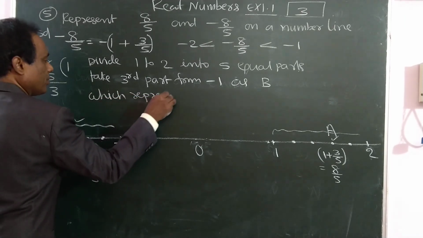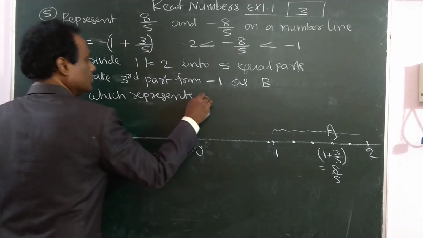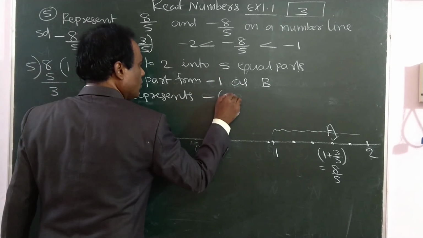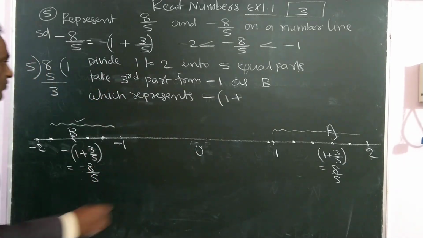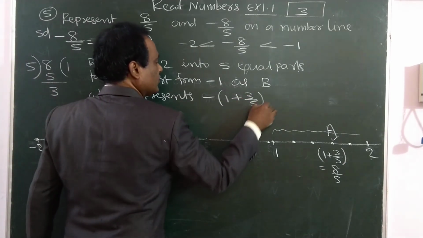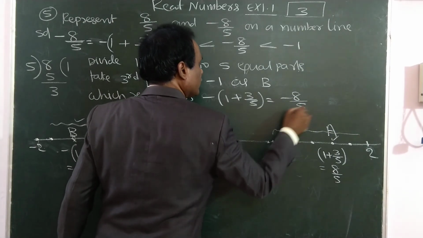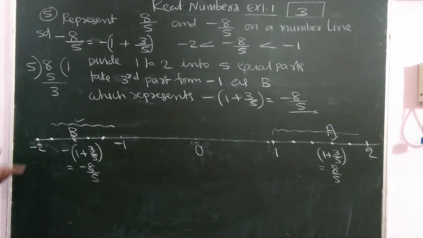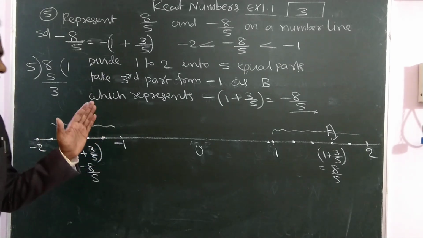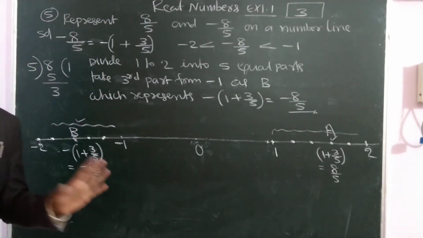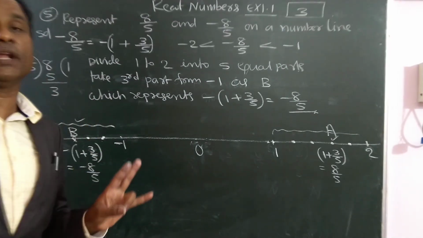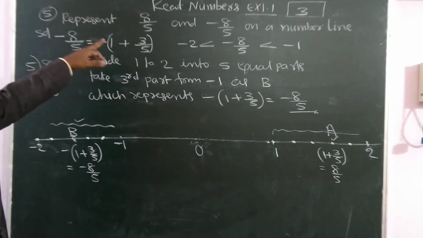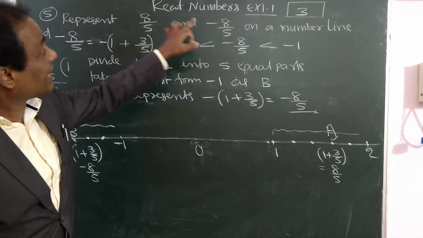Over. This question is completed and this model is also over. It represents minus of 1 plus 3 by 5, which is nothing but minus 8 by 5. So both plus 8 by 5 and minus 8 by 5 are represented on the number line. This you already studied in the 8th class. It is just a revision. So you practice it. Three problems I explained. One is a proper fraction, one is an improper fraction, and now this question is a positive fraction and a negative fraction.